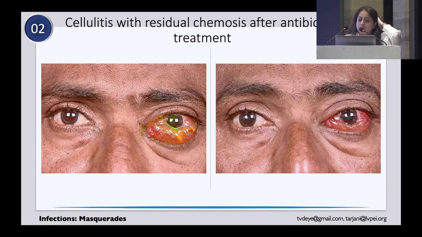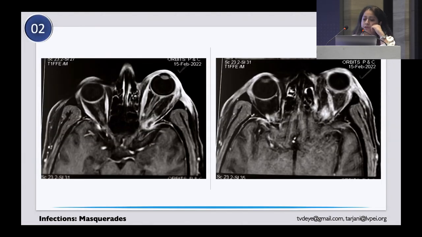Now, this was intriguing. This was a suspected bacterial cellulitis. The patient was diabetic. We treated him with antibiotics, but this is what we saw at the end of treatment. We followed the same protocol: antibiotics, 48 hours, steroids. And this is him after about 10 days. We couldn't figure out why the chemosis wasn't disappearing. So we repeated the imaging. And what do you see over here?